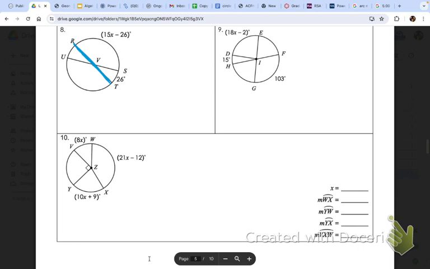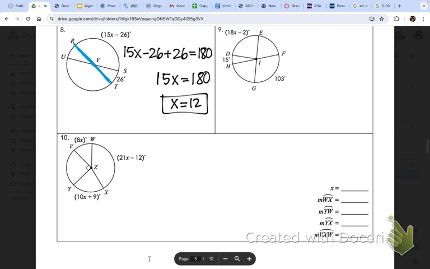It doesn't actually matter. But I'm going to do 15x minus 26 plus 26 equals 180, because that's a diameter. Looks like you've got some like terms that actually just cancel out, or add to 0 rather. 15x equals 180. You can divide by 15 and you get 12, I think. Okay. So it's really just a puzzle. Like, find your missing pieces. Figure out what they add up to.